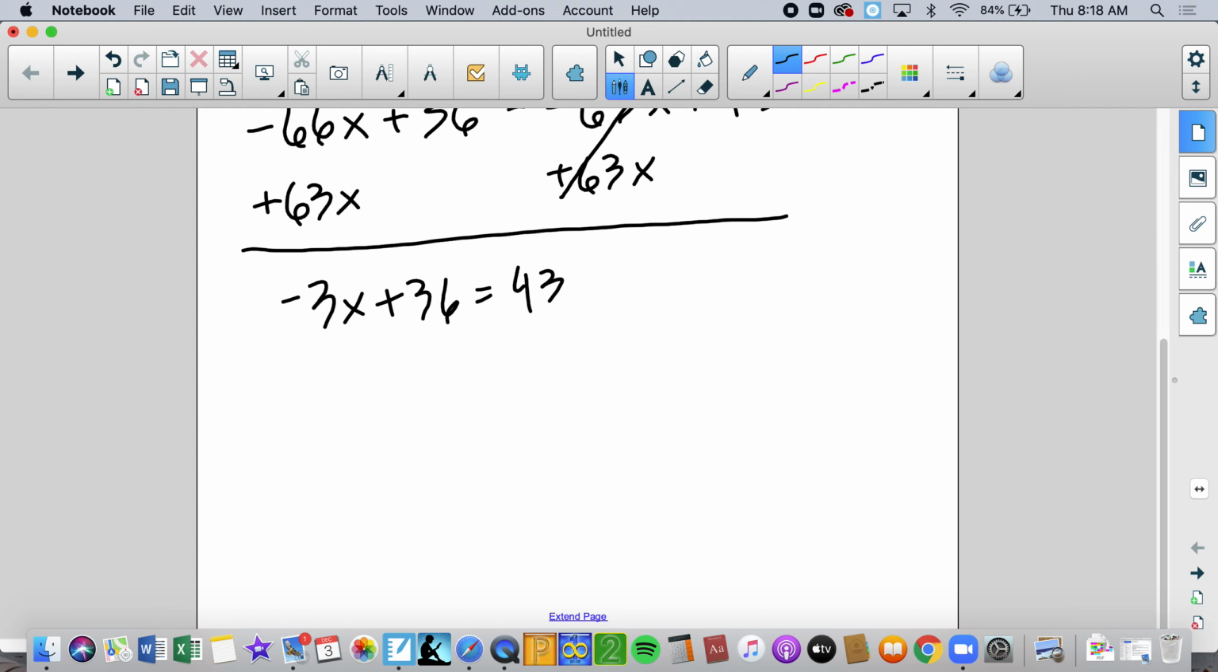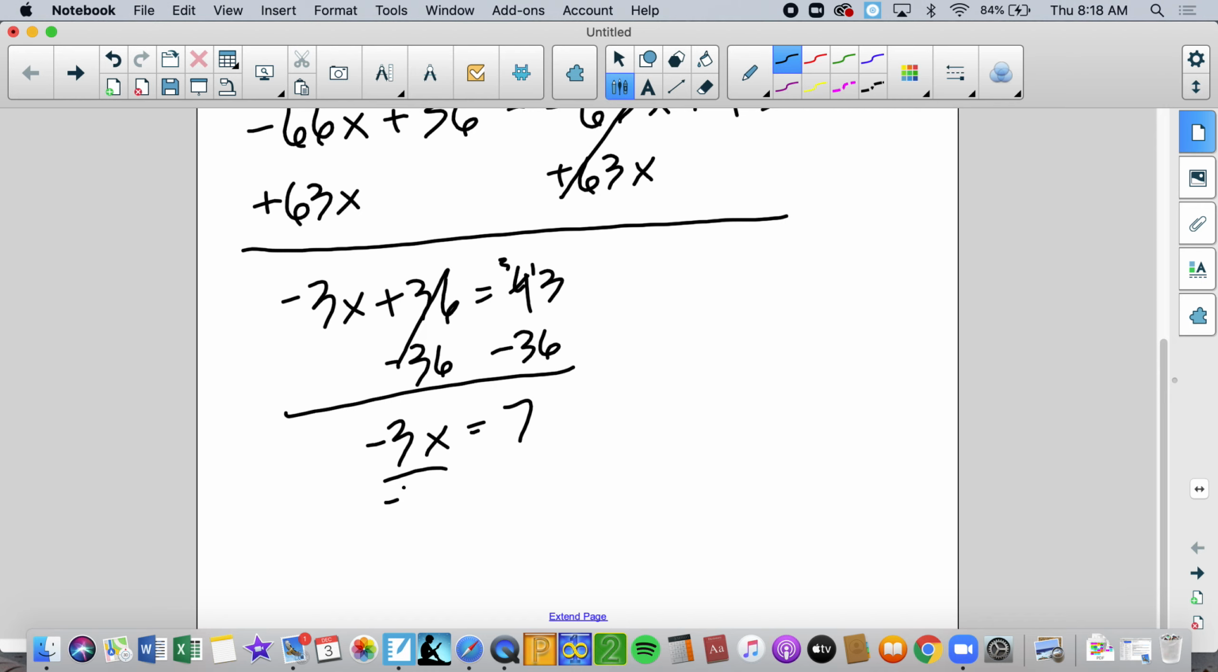And now this is a simple two-step equation. We get rid of things being added and subtracted first. You're left with negative 3x equals, that's 7, so 12, 13, and that's positive 7, yes. We divide by negative 3, and we get x equals negative 7 thirds.